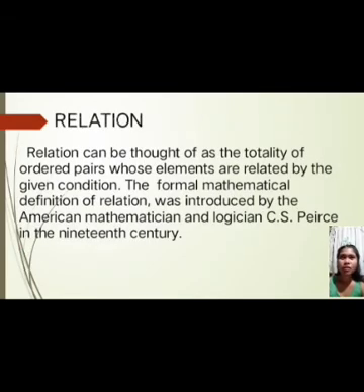Relation. A relation can be thought of as the totality of ordered pairs whose elements are related by the given condition. The formal mathematical definition of relation was introduced by an American mathematician and logician, C.S. Peirce, in the 19th century. C.S. Peirce, also known as Charles Sanders Peirce, was an American philosopher, logician, mathematician, and scientist who is sometimes known as the father of pragmatism. He was known as a somewhat unusual character.